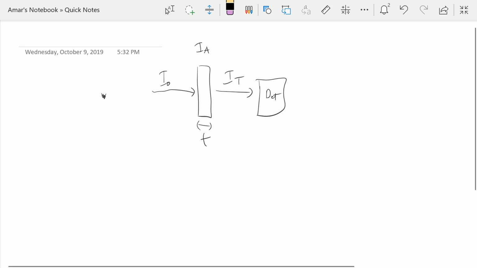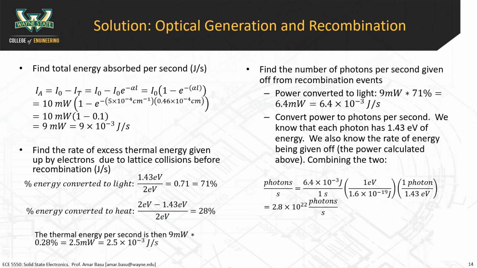We call that IA. So the conservation of energy states that the total energy, I0, is equal to IA, the absorbed energy, plus the transmitted energy. So you had a certain amount of energy going into the semiconductor. A fraction of it is absorbed and a fraction of it is transmitted. But the energy is not lost. It has to just be converted to other forms. So this conservation of energy has to hold true. That's the first portion of it.